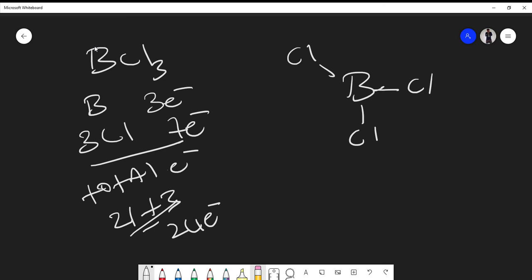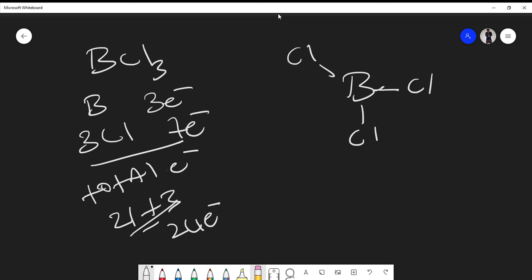Now remember this. Boron is one of the exceptions that you have to remember in your general chemistry classes. It does not satisfy the octet rule. So do not try to force an octet around boron. It simply does not work. Because of its valence, it only has 3 valence electrons. So just remember that this is an exception. We placed 6 electrons out of the 24, so we still have 18 electrons to place.